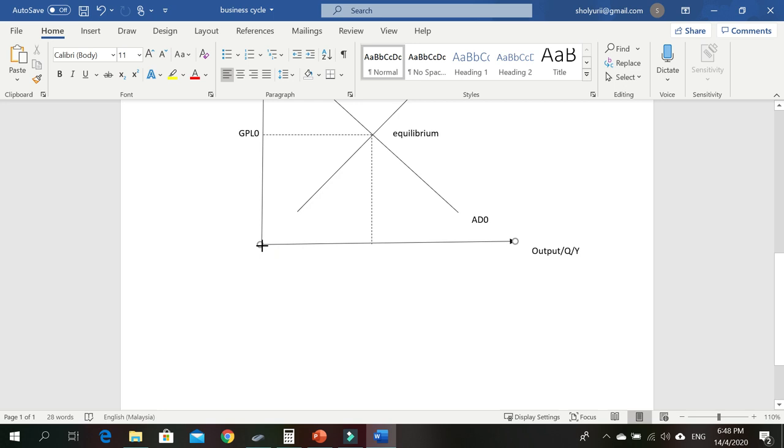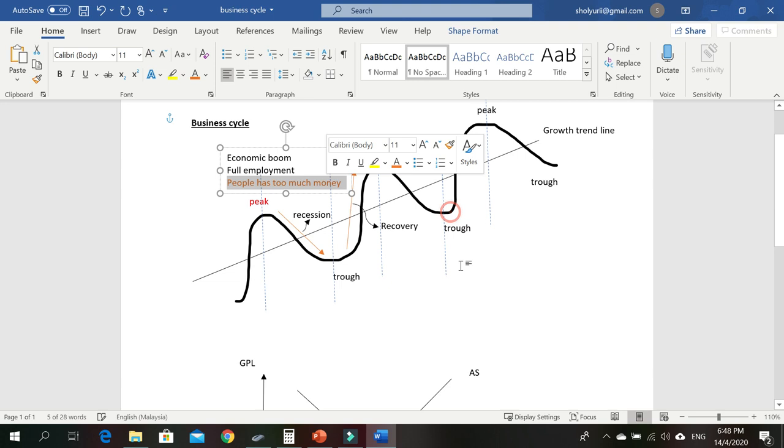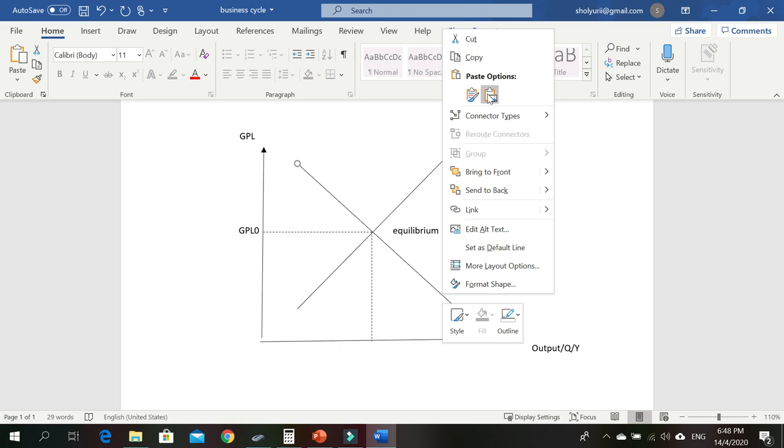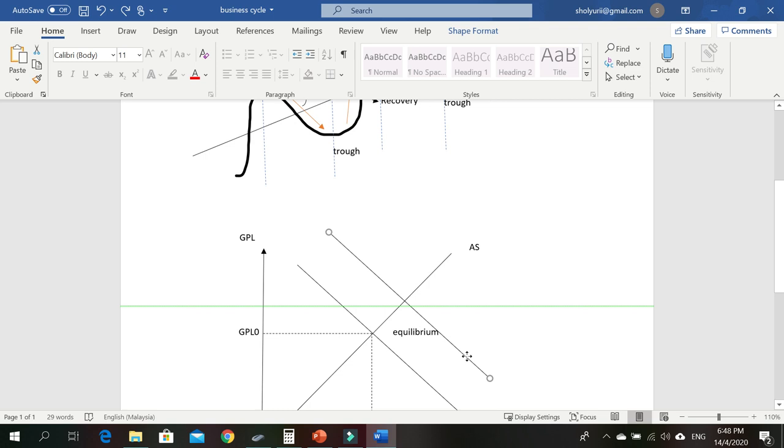ini adalah normal situation. Tapi bila kita dah achieve peak, people has too much money, okay, this will result in an issue. Kenapa? Dia akan berkaitan dengan aggregate demand. Sebab people is the buyer. Too much money means that there will be demand. They will demand more goods. So aggregate demand curve, dia akan start shifting. Like a shift.